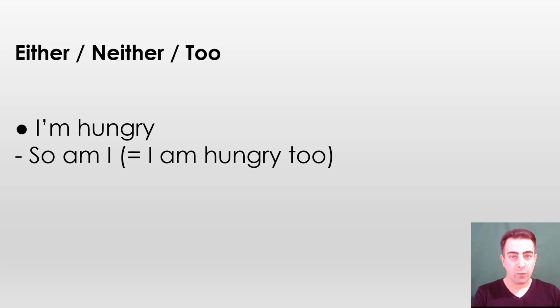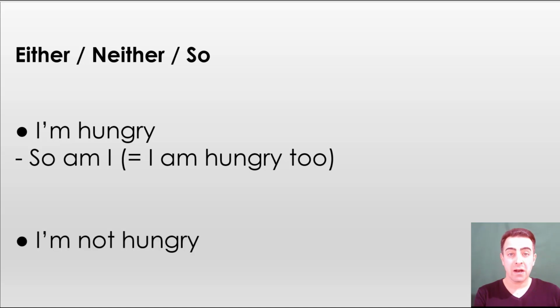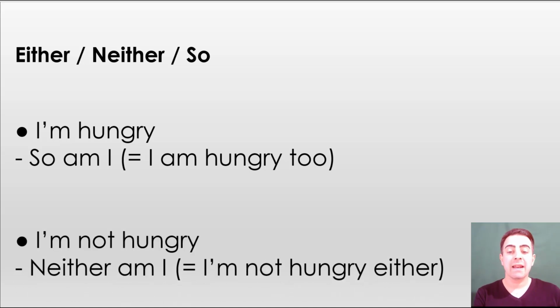I ate a big sandwich. So did I. And what about when your sentence is negative? For example, I'm not hungry. You would say, neither am I. Or, I'm not hungry either. I'm not either. I didn't do it. Neither did I.